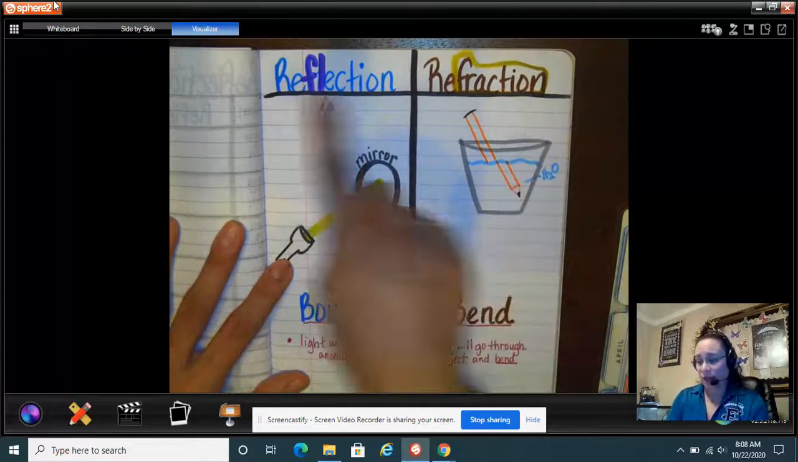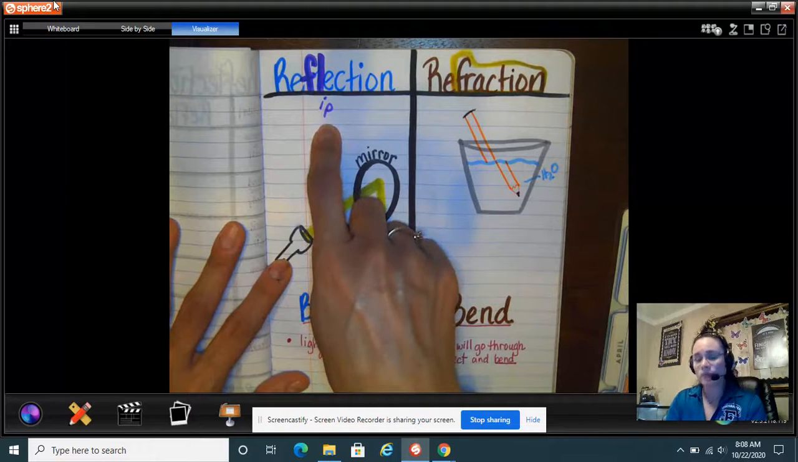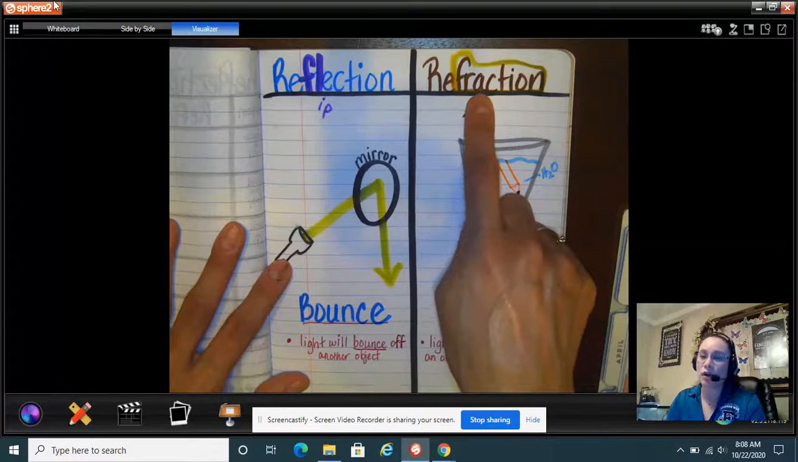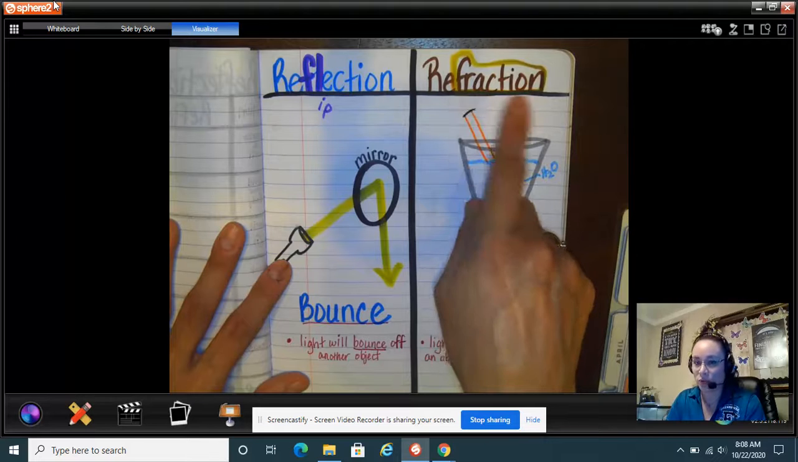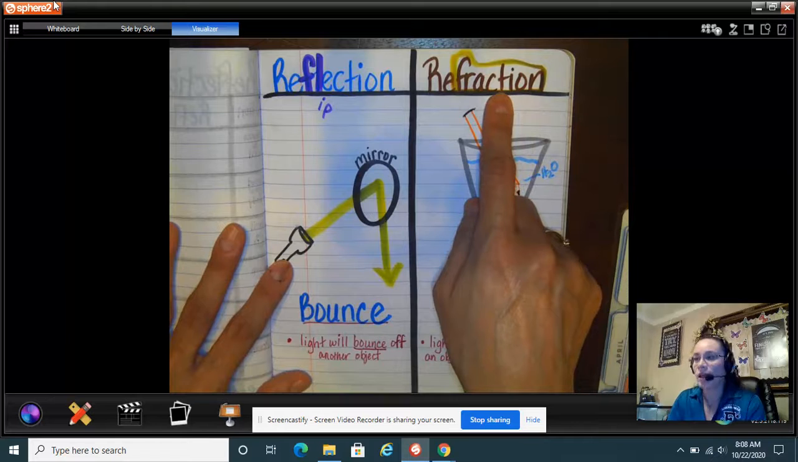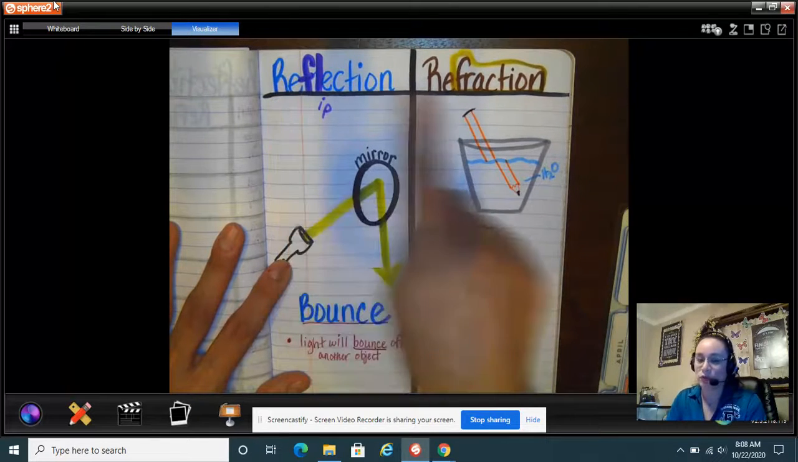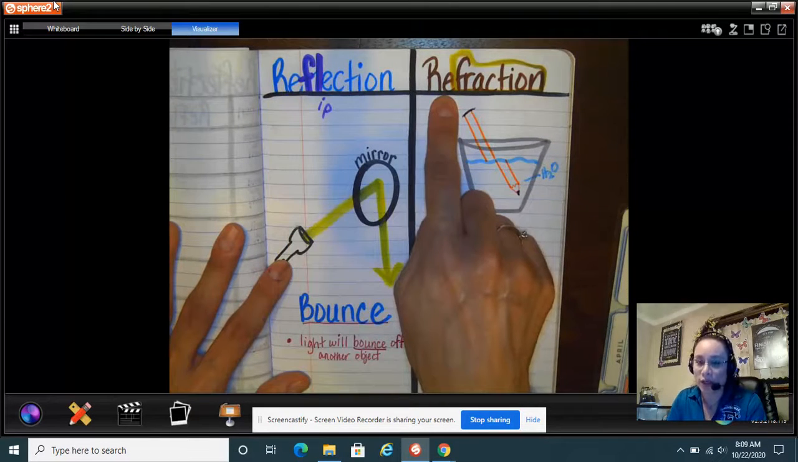So reflection, I bolded the FL because it is a flip. It's an image that is flipped because it's bouncing off a shiny object. Here I highlight the word fraction within the word refraction. Okay, fraction means a piece of something. So you're going to see something look broken, but it's not really broken. It's just the light bending. And the prefix re, as in reflection or refraction, happens over and over again. That's what re means, again and again.